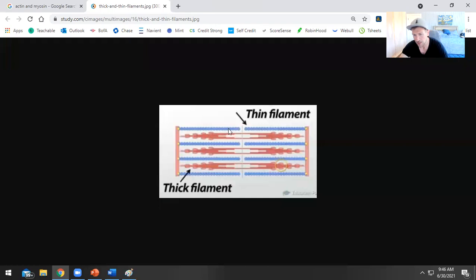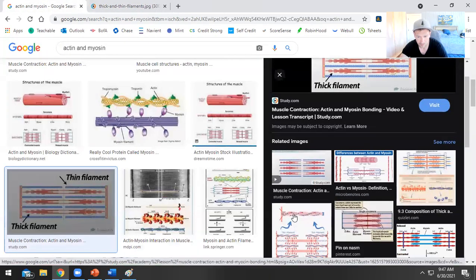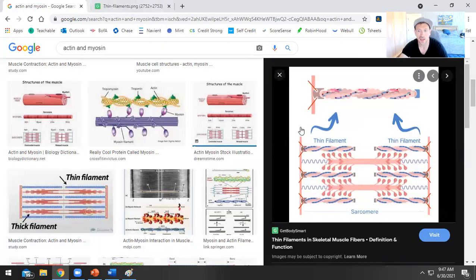So you've got this little blue strand here. That's the thin filament. And then you've got this really thick filament in the middle that has these little heads on it, the tiny circles that are on there. Yeah, there's an even better, that's a much better picture. You can see this thick band in the middle, and these little thin filaments. So this is actin, which is the thin strand, and myosin, which is the thick strand, okay? This is what allows contractions to take place, like I said.